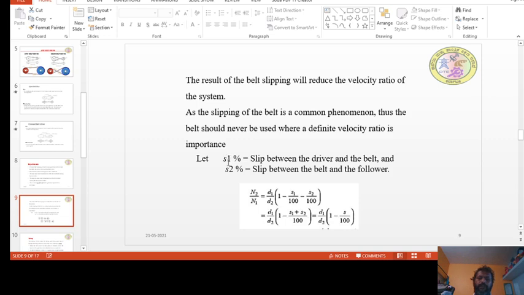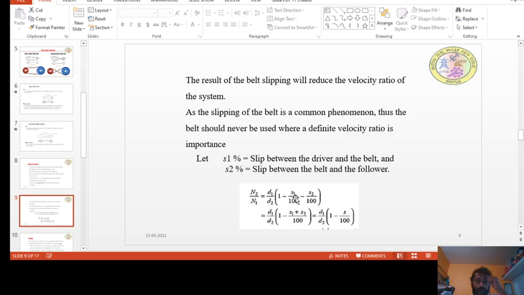Let us see here. S1 is the percentage slip between the driver and the belt, and S2 is the percentage slip between the belt and follower. So S1 is between the belt and driving pulley, and S2 is between the belt and driven pulley or follower. If the ratio N2 by N1 is equal to D1 by D2, and we take slip into account, then it is (1 minus S1 by 100) times (1 minus S2 by 100).